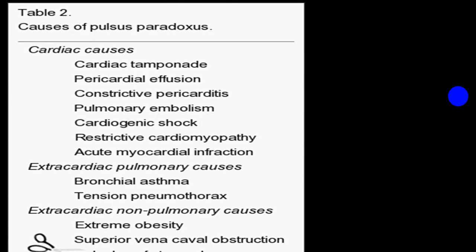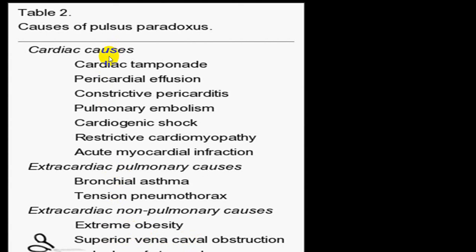So do keep this in mind. These are all the causes of pulsus paradoxus. These are cardiac causes. These are extracardiac causes, which we call pulmonary causes, that is tension pneumothorax and status asthmaticus. And non-cardiac, non-pulmonary causes like extreme obesity and superior vena cava obstruction, you should keep in mind.